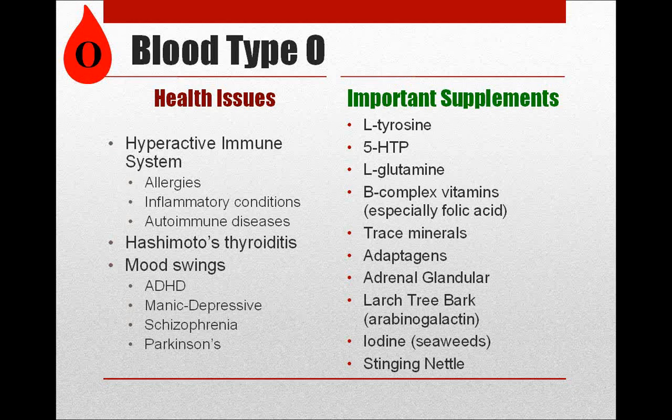They are more prone to Hashimoto's thyroiditis with the hyper, and the mood swings, and the ADHD, the manic depressive, schizophrenia, and Parkinson's sometimes too, with the nerves under prolonged periods of stress. So 5-HTP, the hydroxytryptophan, can be very calming, and some can use it for sleeping, though I don't find that's typically the case. It's usually just a general calming when you have high stress levels.